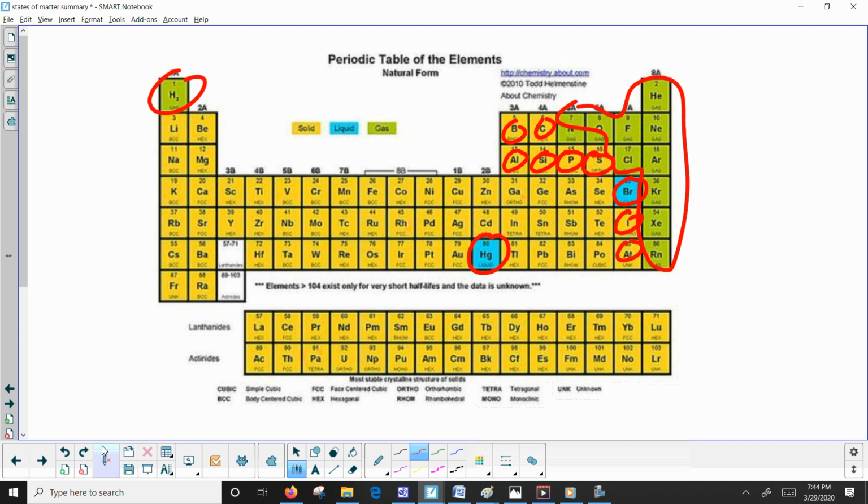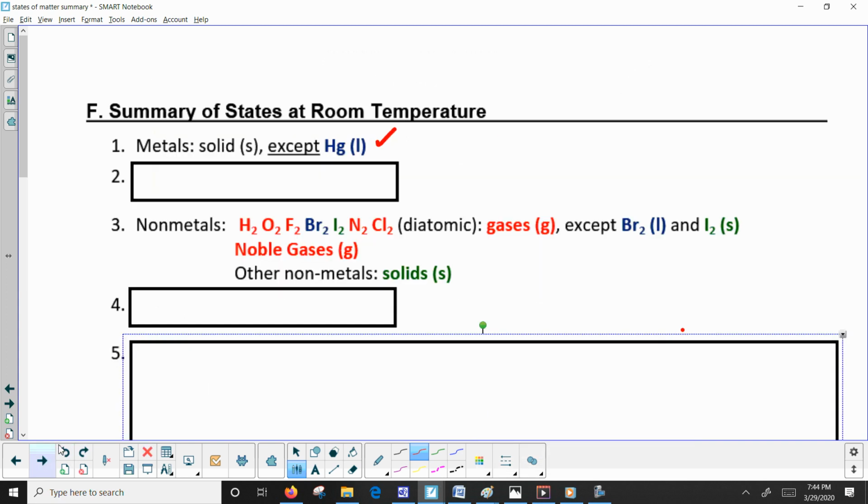So how do we know? Well, we have a set of rules to help us figure this out. You saw these rules on the bottom of the intro to chemical reactions handout. As we said, all metals are going to be solids except for mercury, which is a liquid. Non-metals are mostly gases. So halogens are gases, except for bromine, which is a liquid, and iodine is a solid. Noble gases are obviously gases, and other nonmetals can be considered solids. So that is it for elements.